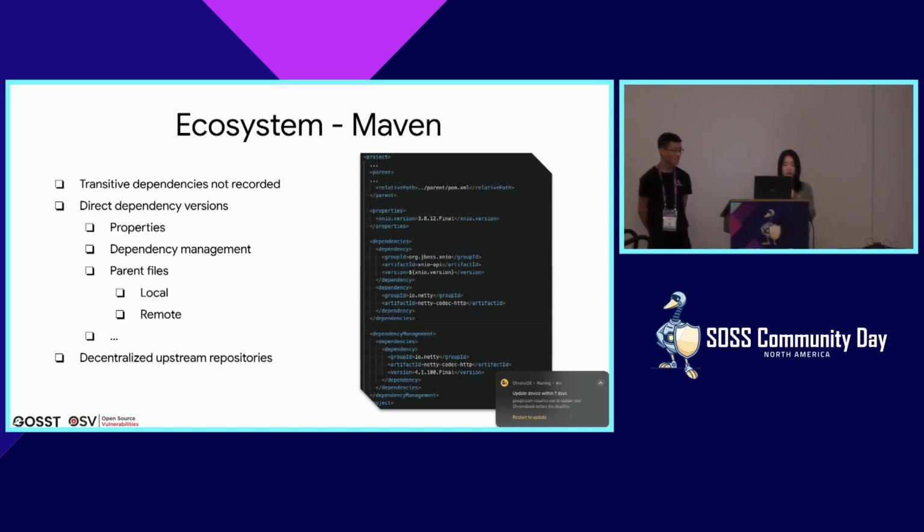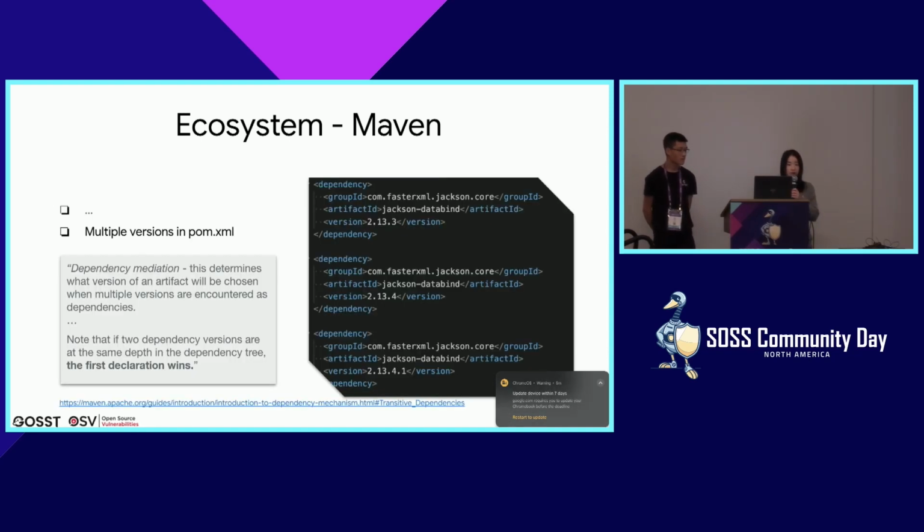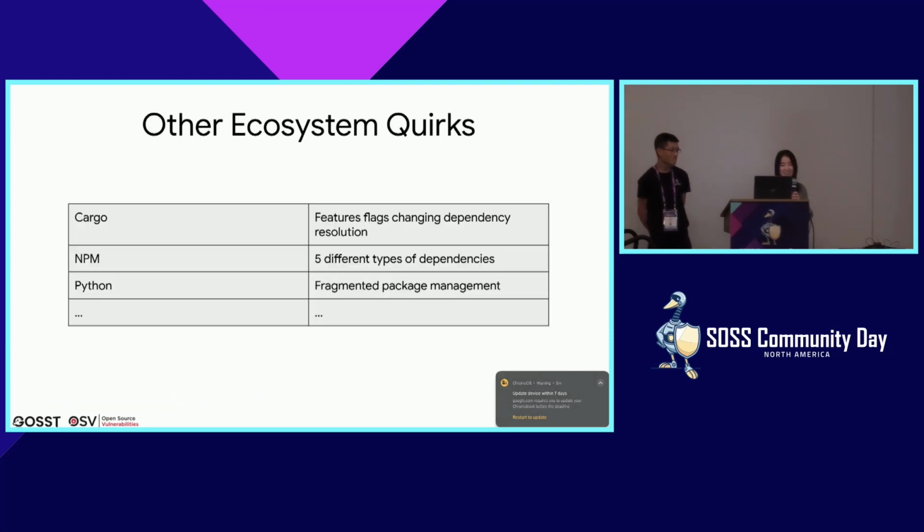Furthermore, the Maven ecosystem is decentralized, so there could be hundreds of different servers hosting packages. And we can't even always trust the Maven documentation. When there are multiple versions defined for a single dependency, the documentation specifies the first declaration wins, but the actual Maven tool will always pick the last one. When we were building OSV-Scanner, we discovered this ecosystem complexity appears not just in Go and Maven, but in almost all the ecosystems.